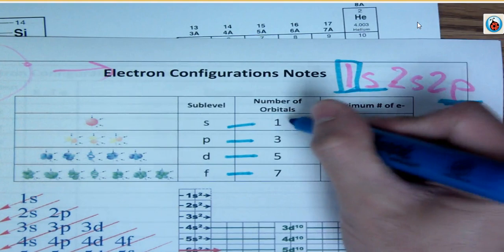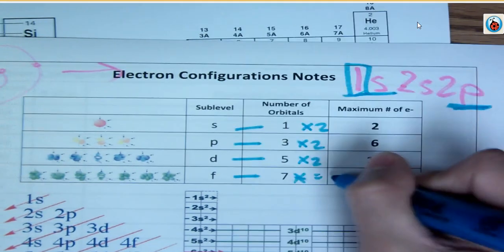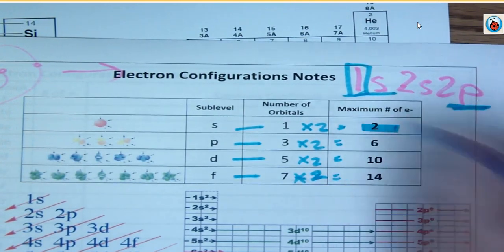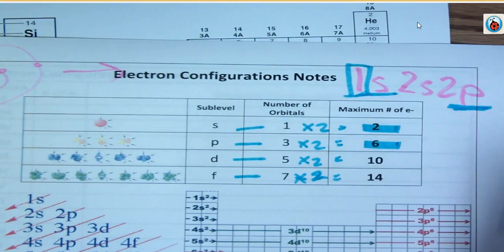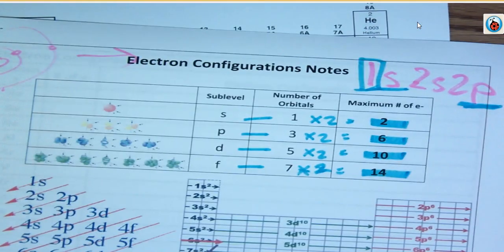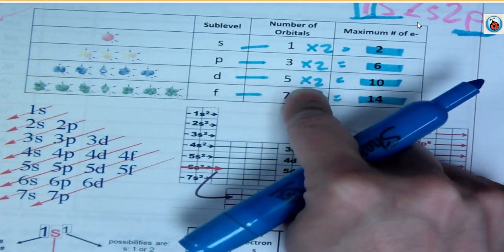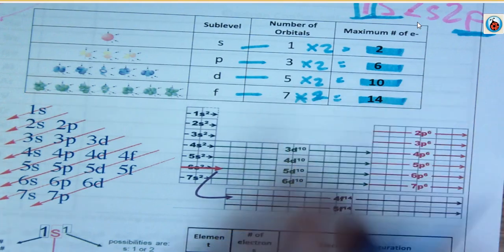Each orbital can hold 2 electrons. So therefore, that's how we get S level can hold 2. P, 2 times 3 orbitals gives you 6. And then 10 for D, 14 for F. Okay, you do have to memorize these numbers. S can hold 2, P can hold 6, D can hold 10, F can hold 14 because they have 1 orbital for S, 3 orbitals for P, 5 orbitals for D, and 7 orbitals for F. Okay, so keep those in mind.